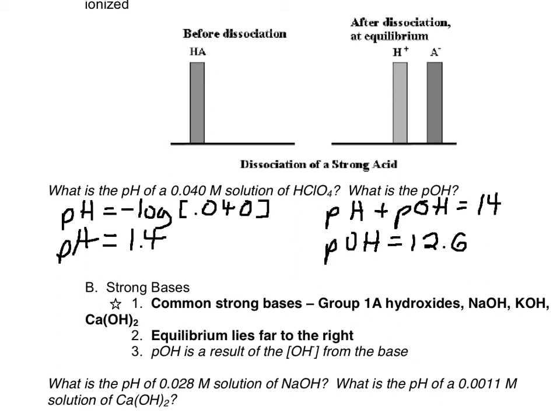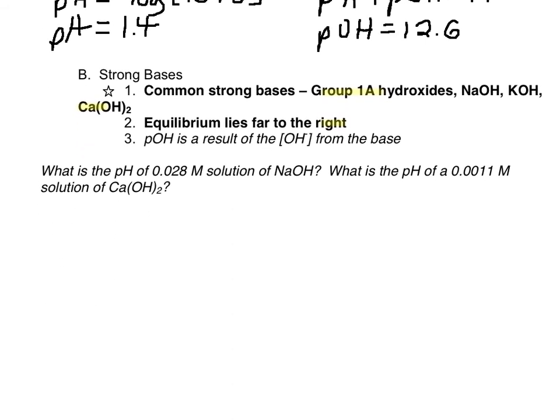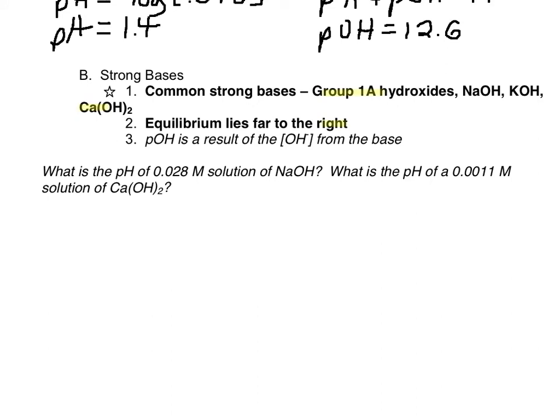Alright, so strong bases, remember it's pretty much group 1A and then group 2A from calcium down. Those are going to be our strong bases. Equilibrium is going to lie far to the right for those guys. pOH comes completely and totally from the hydroxides in these bases. So again, these are going to be pretty easy to figure out. They will work almost the exact same way as the other problems. So let's take a look.